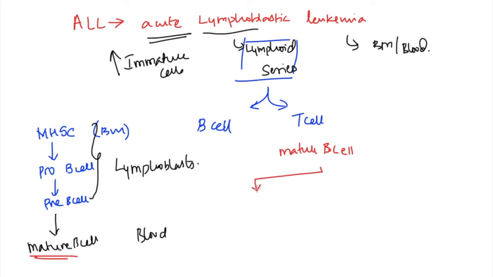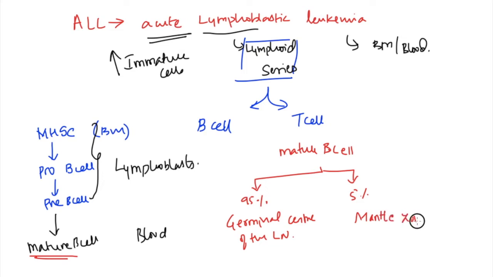So 95% of these B cells, okay, will go into the germinal center of the lymph nodes. Okay, that is the active center in the lymph nodes. That's where the activation of the B cell will happen. Okay, not proliferation, it is the activation. Then 5% of these cells will go into the mantle zone. Okay, mantle zone of the lymph node.